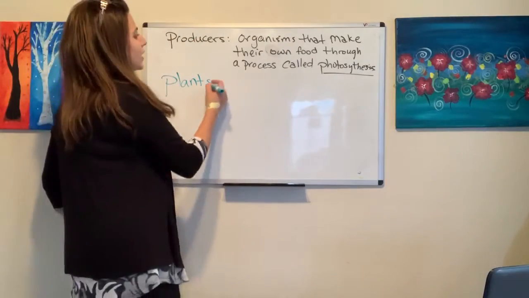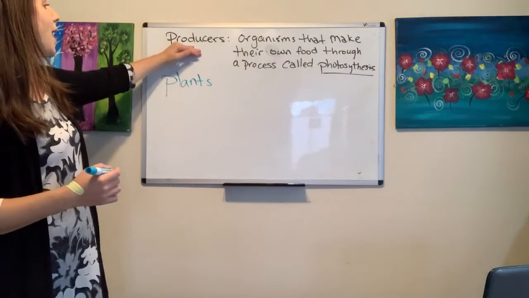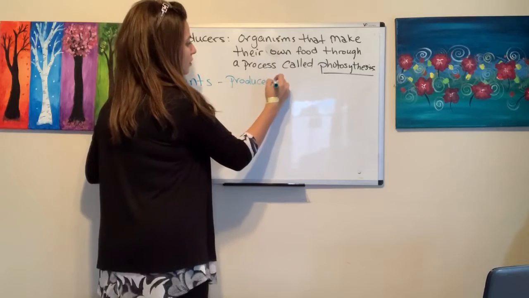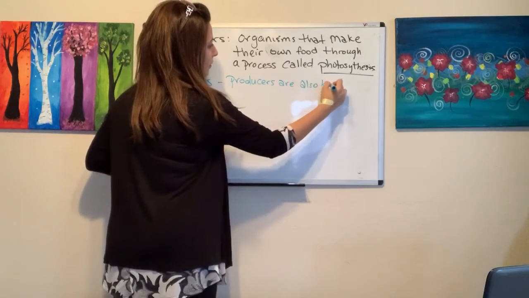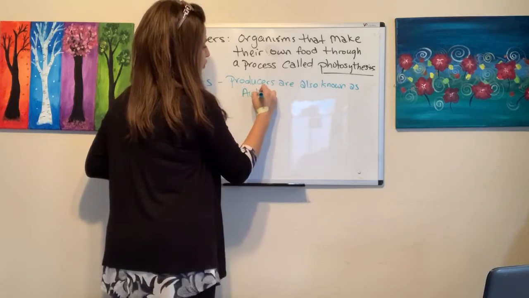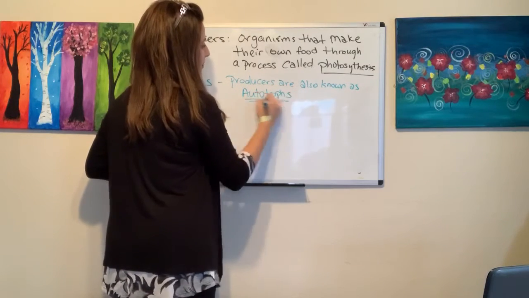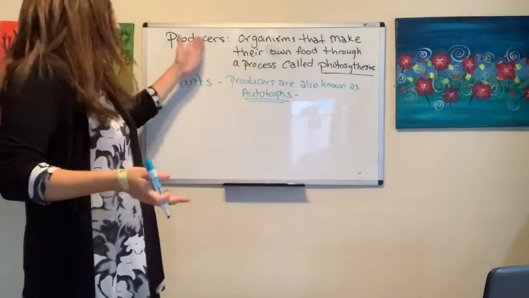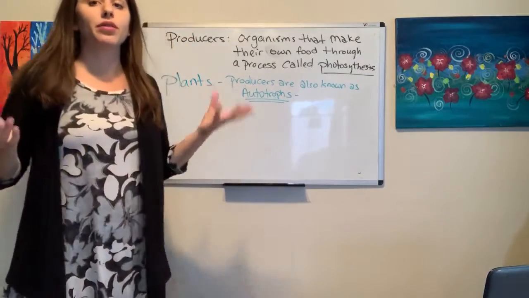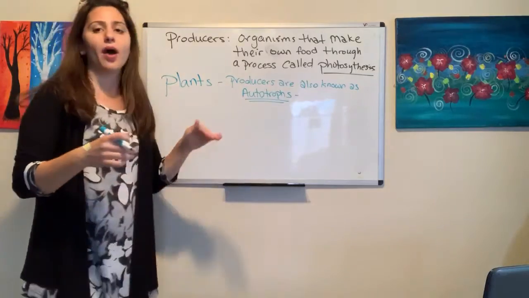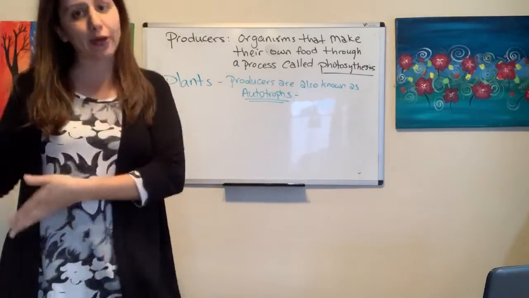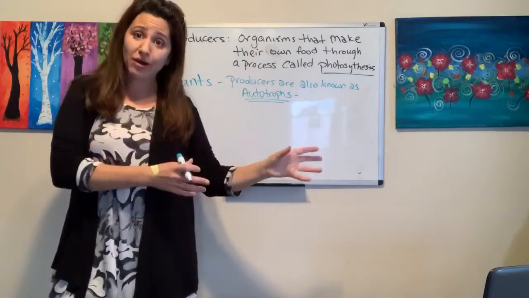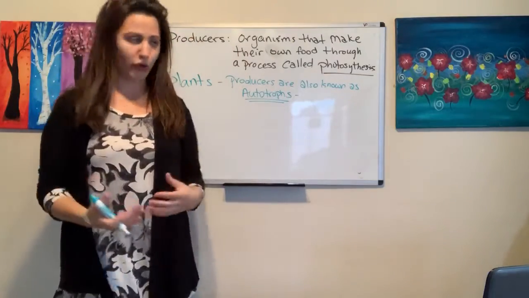And so plants are going to be producers. Producers are also known as autotrophs. Autotrophs are organisms that make their own food, okay? Pretty much the same thing. Producers, autotrophs would be the same thing, okay? And organisms that don't make their own food are considered heterotrophs, okay? And we're going to get to that when we talk about consumers and decomposers, okay? So those two categories are heterotrophs, producers are autotrophs, okay?